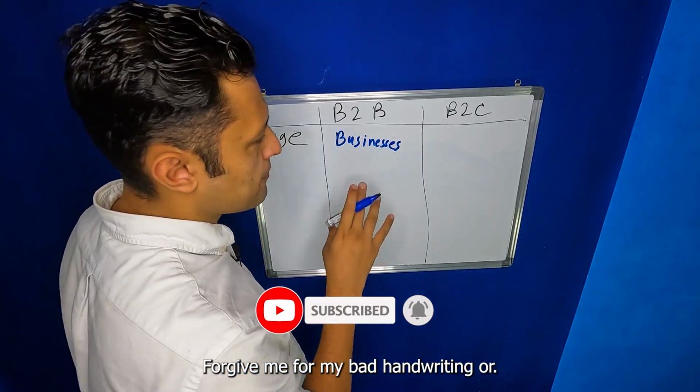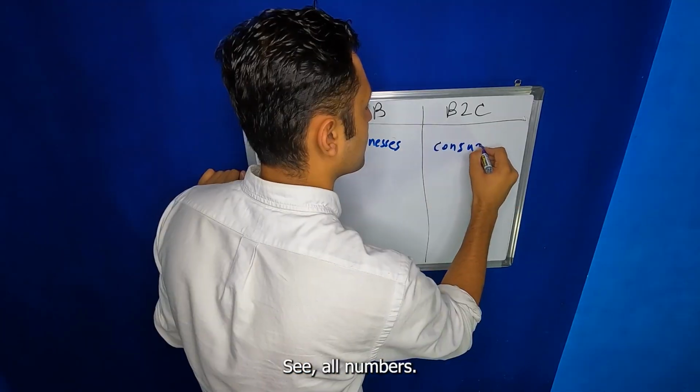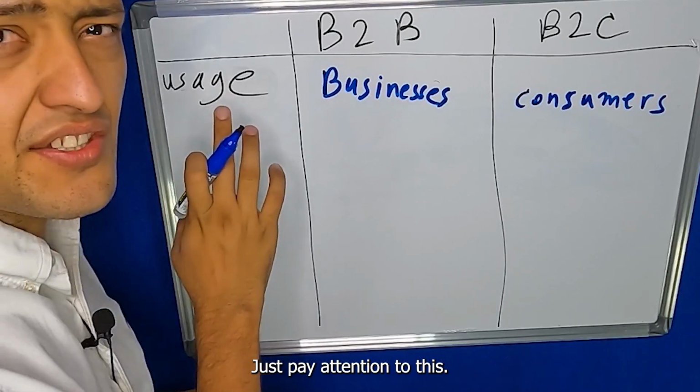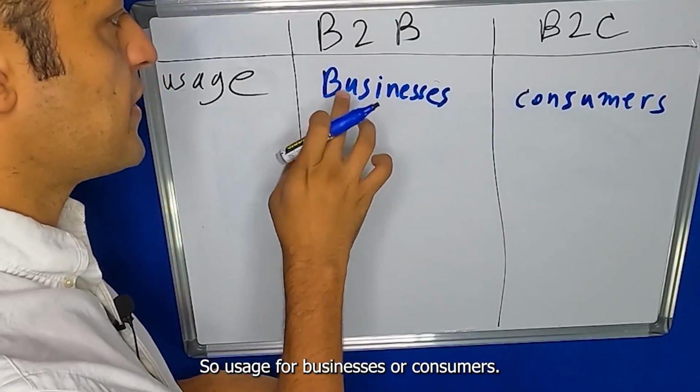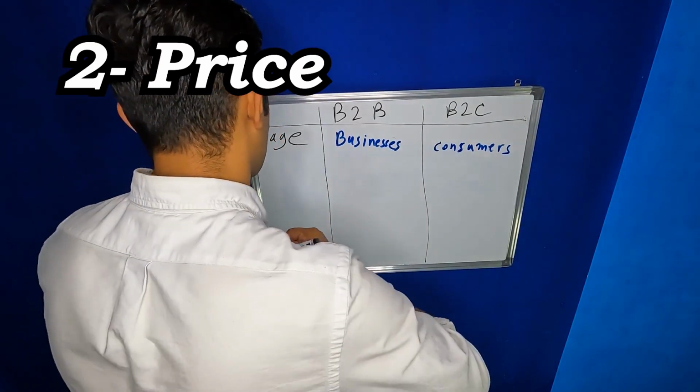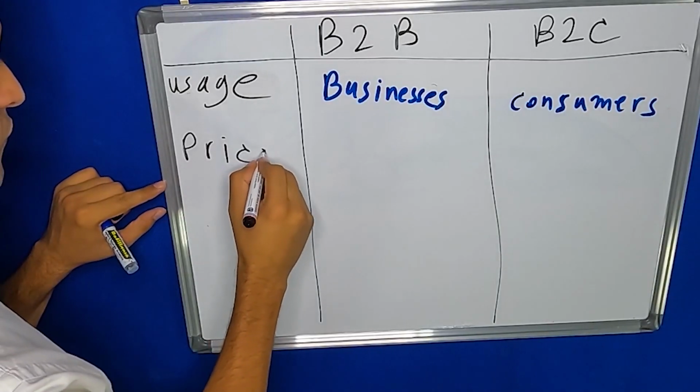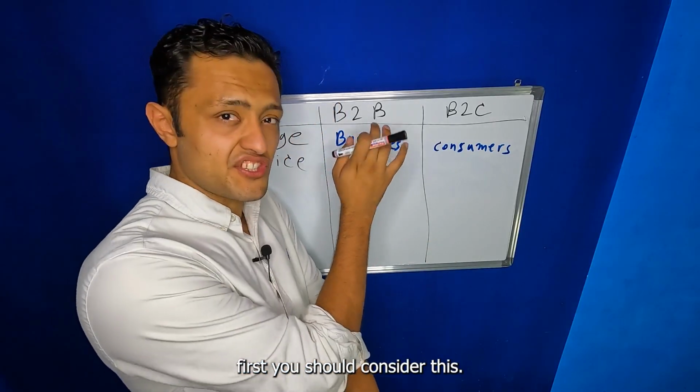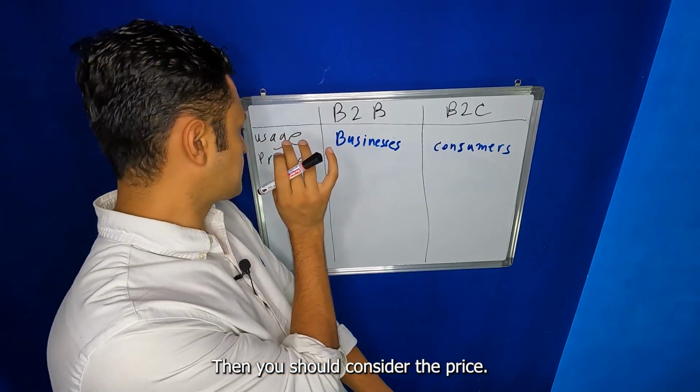Forgive me for my bad handwriting. Or consumers. Just pay attention to this. So usage for businesses or consumers. Number 2, price. First, you should consider this. Then you should consider the price.